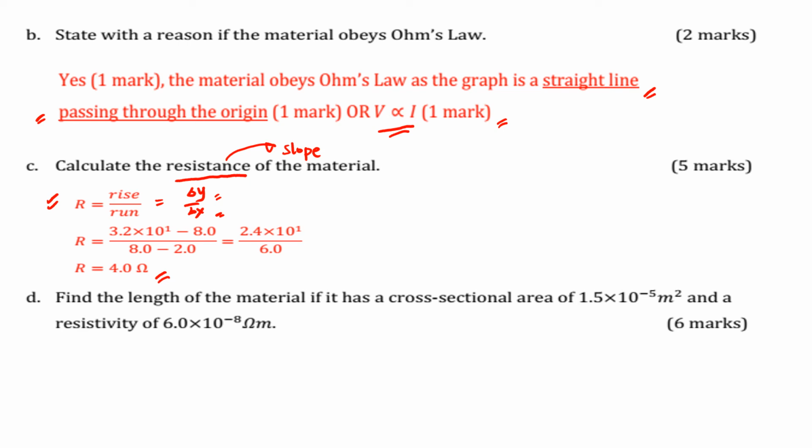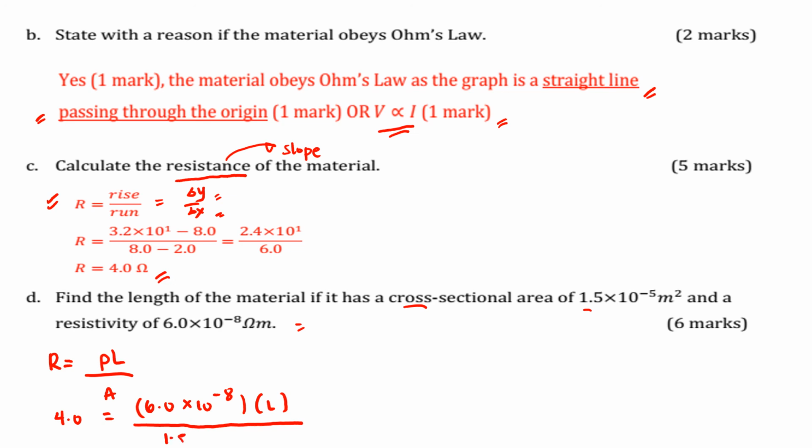Next, find the length of the material if it has a cross-sectional area of 1.5 times 10 to the power of negative 5 meters squared, and a resistivity of 6.0 times 10 to the power of negative 8 ohm meters. So resistance is equal to resistivity times L over area. And our resistance is equal to 4, so we substitute that. 4.0 is equal to 6.0 times 10 to the power of negative 8. That's our resistivity. And the length is what we need to solve for in part D, divided by the area, which is 1.5 times 10 to the power of negative 5.